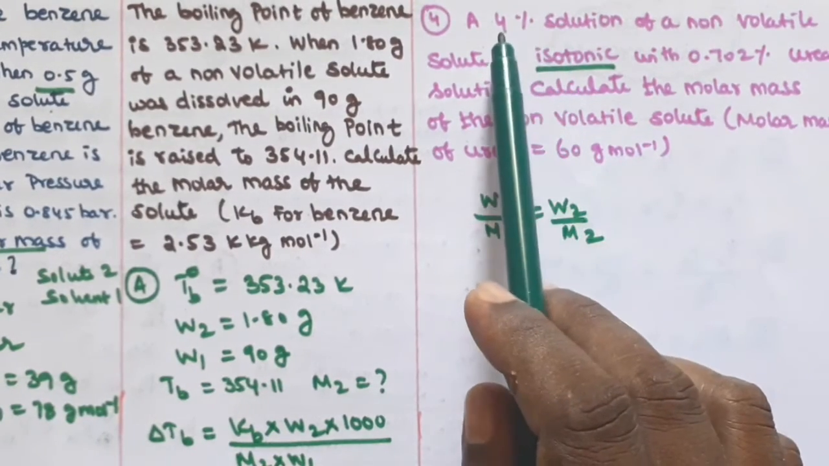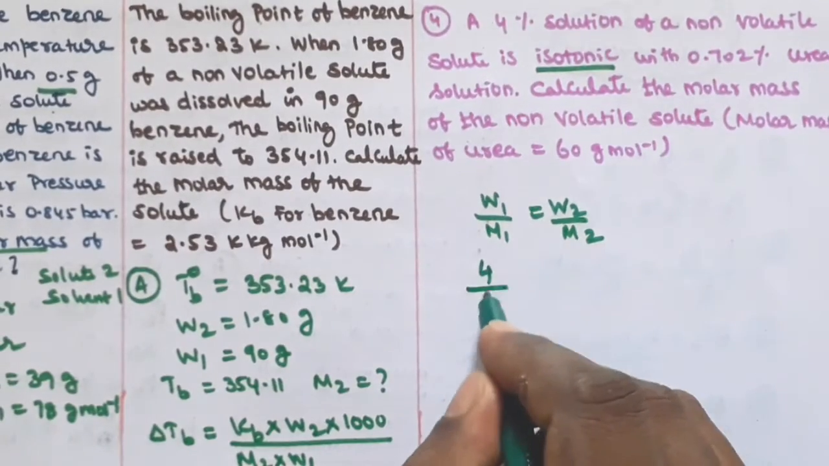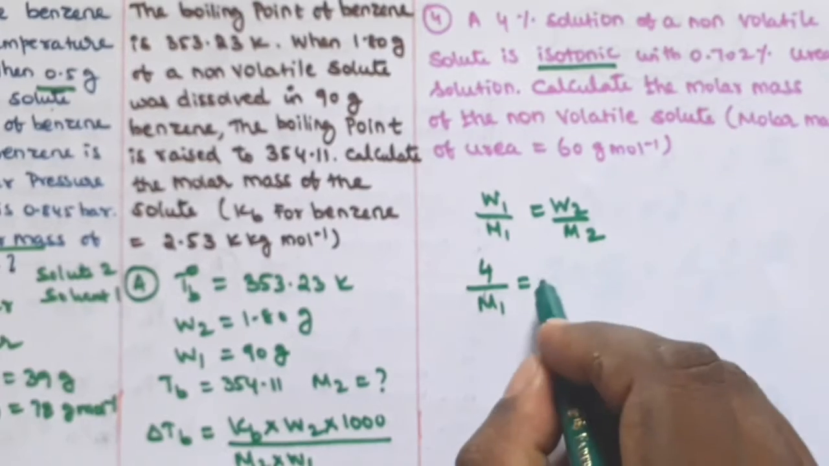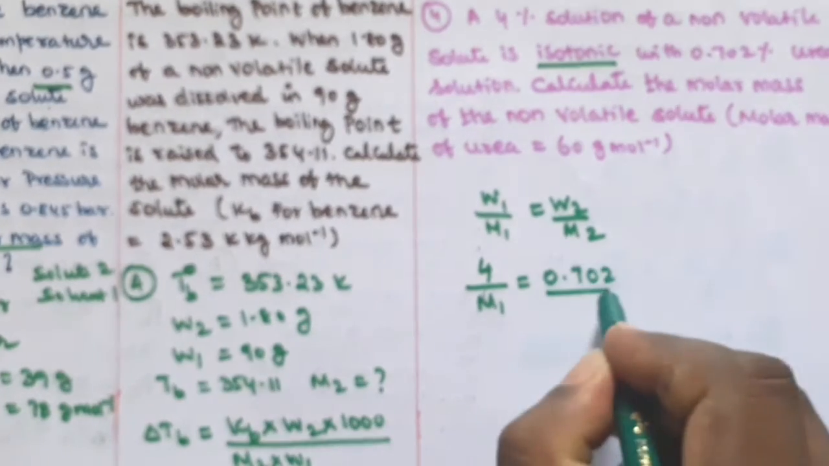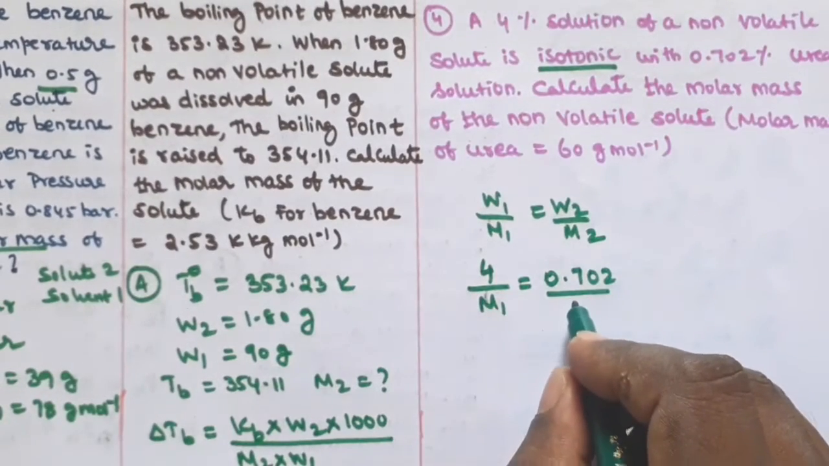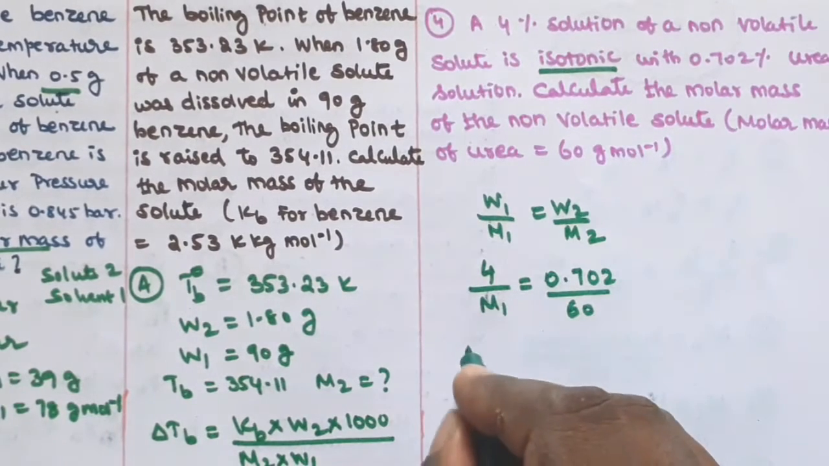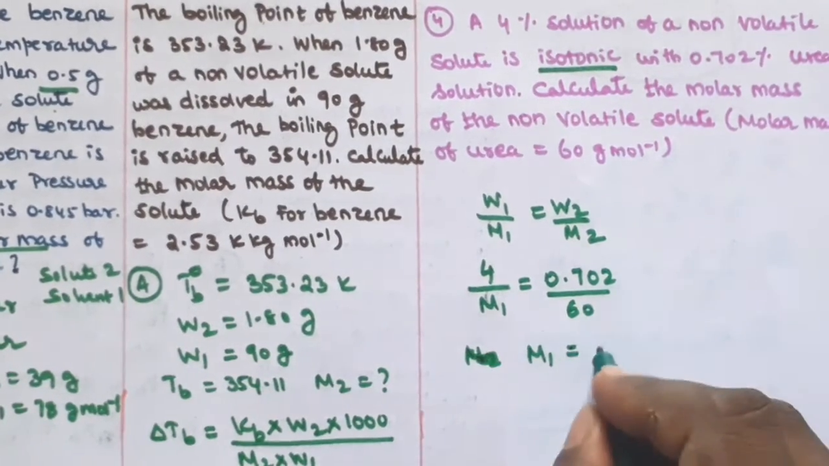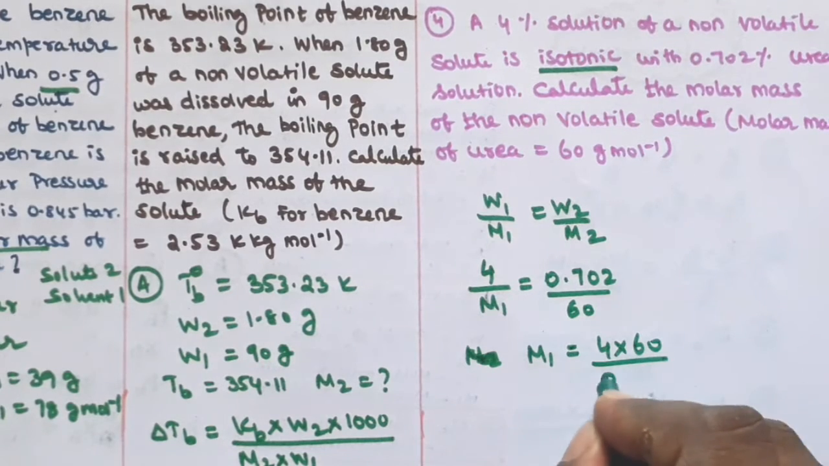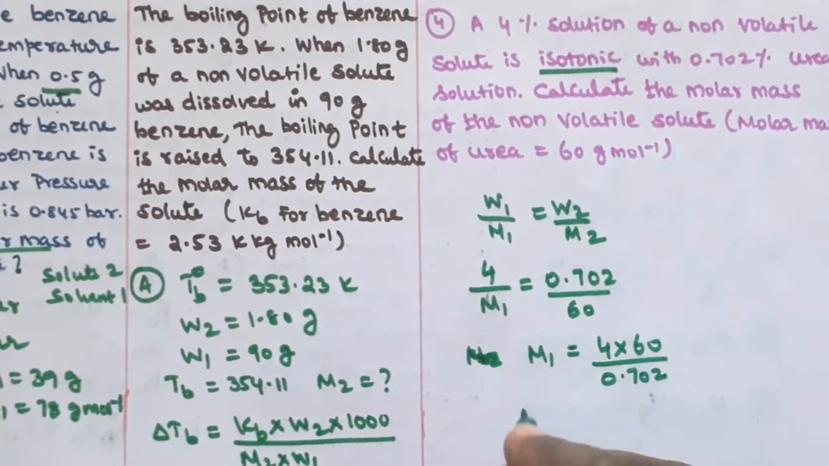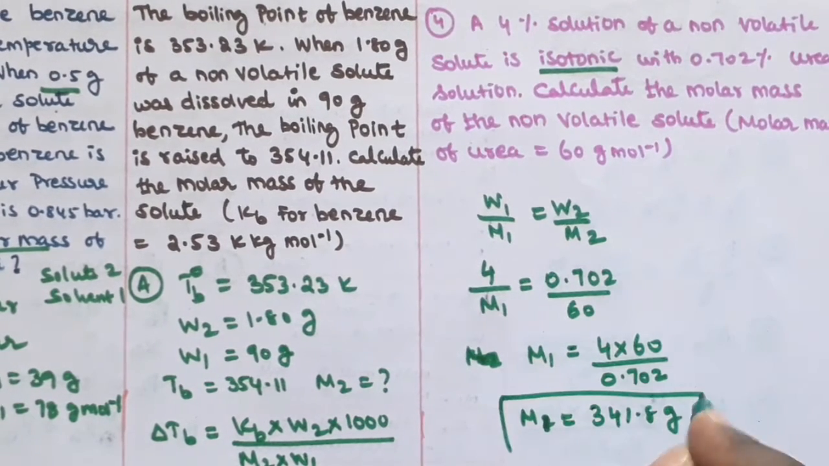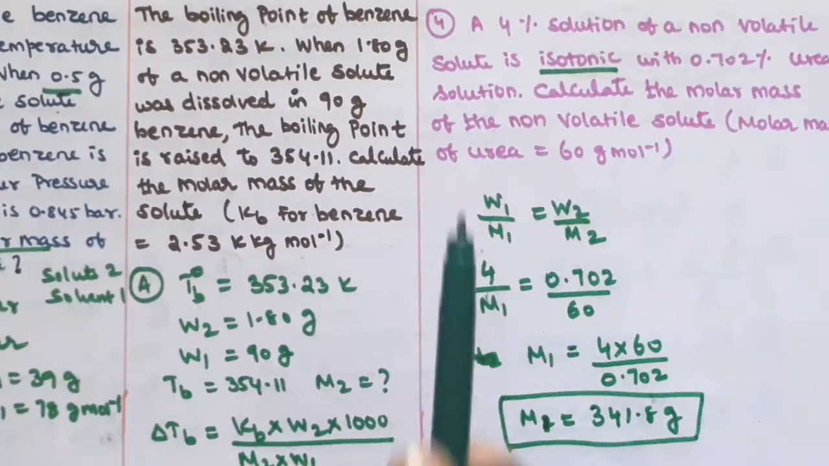A 4% solution means 4 grams dissolved in 100 grams. So 4 grams of solute, and the molecular mass of the solute we don't know. For the second solution, 0.702 grams of solute, and the molecular mass of the solute is 60 grams, which is given. We are supposed to calculate only M1. Cross multiplying, on calculating, M1 is equal to 341.8 grams. This is the molecular mass of the solute.